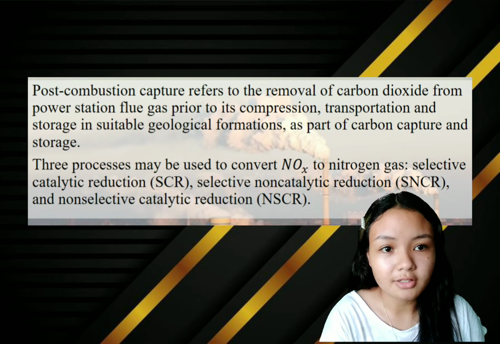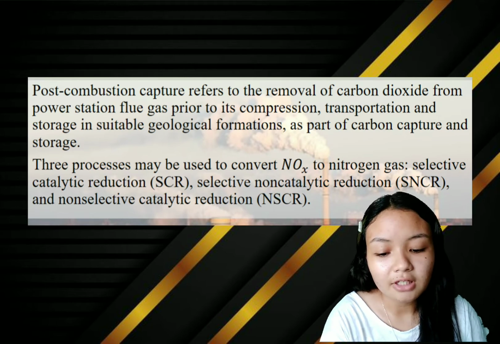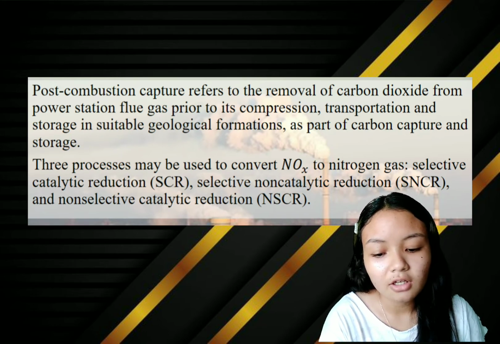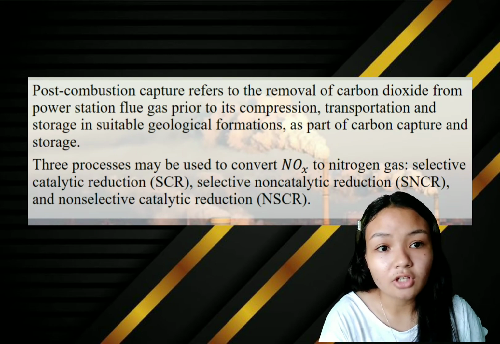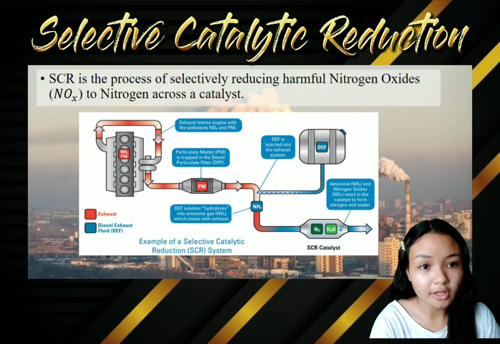There are three processes that may be used to convert nitrogen oxide to nitrogen gas. It is selective catalytic reduction or SCR, selective non-catalytic reduction or SNCR, and non-selective catalytic reduction or NSCR. Selective catalytic reduction or SCR is a process of selectively reducing harmful nitrogen oxides to nitrogen across a catalyst.